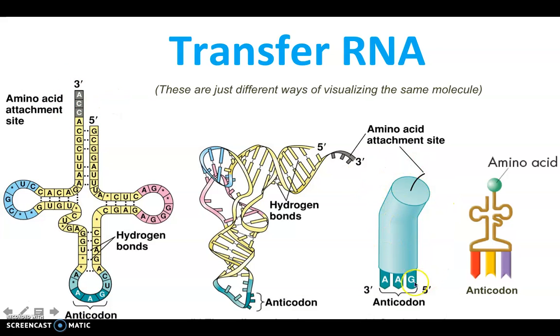We could just simplify and make our molecule like this, where we know it's made out of all the other A's, U's, C's, and G's, but we really just care about this anticodon right here and this amino acid attachment site at the top. We could also look at the simplified molecule like this, where we have this anticodon portion here, the main tRNA molecule, and then the amino acid up on top.